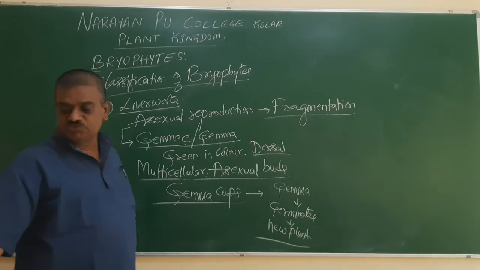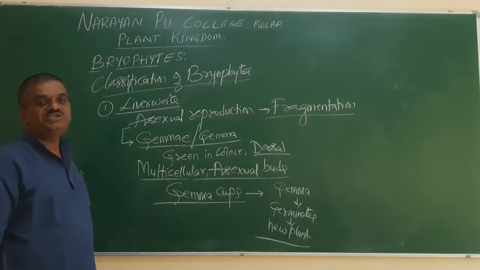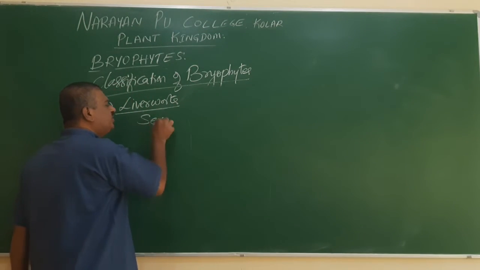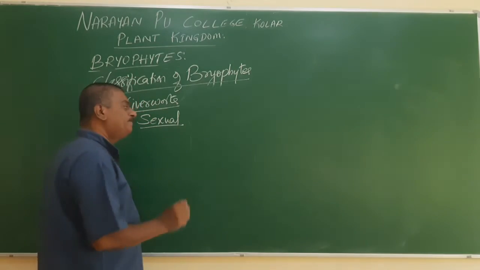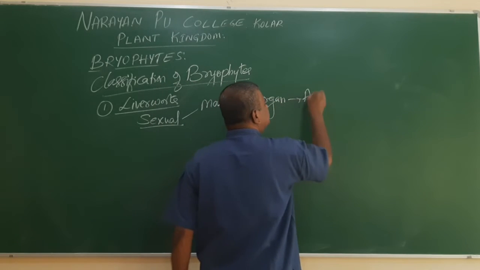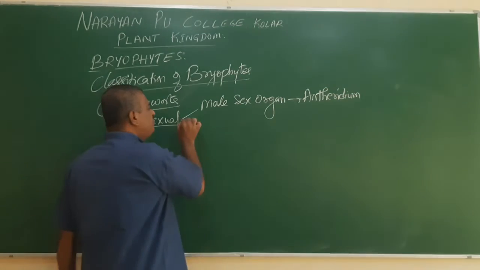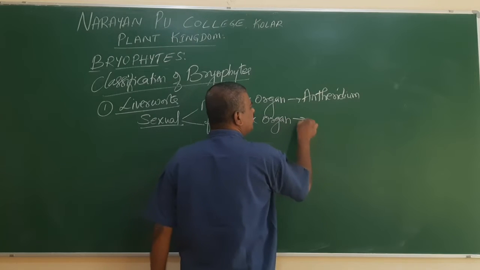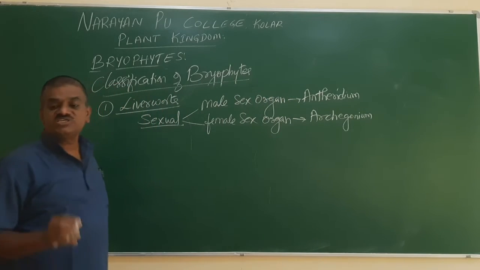Now we will step into the next topic. So here, asexual type of reproduction. We go for the next one, sexual reproduction. Sexual reproduction is nothing but the formation of gametes. Here the gametes are being produced. The male sex organs are called antheridium, and the female sex organs are called archegonium.